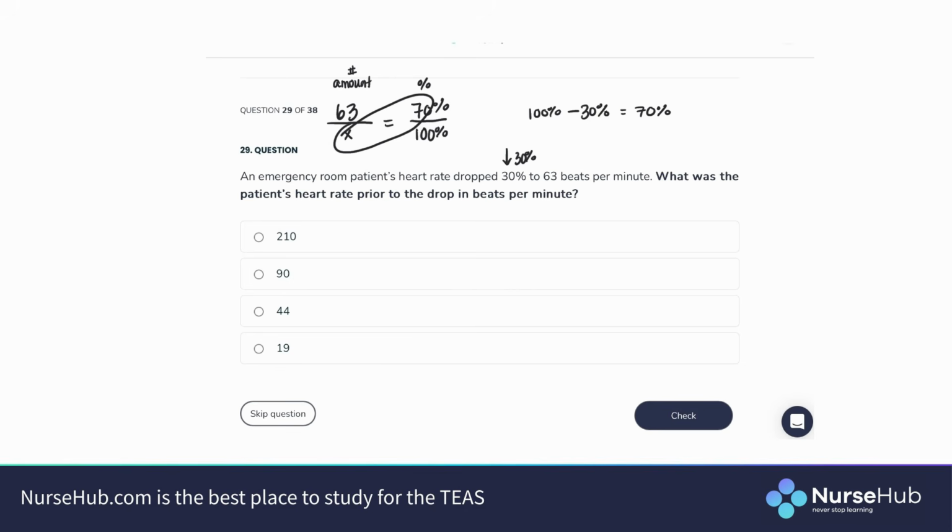So x times 70, that's going to give me 70x is equal to 63 times 100, which is just 6,300. Divide by 70, divide by 70, that gives us 90. Could you have used division for this? Yes, you could have set up 63 divided by 0.7, which would have also given you 90.